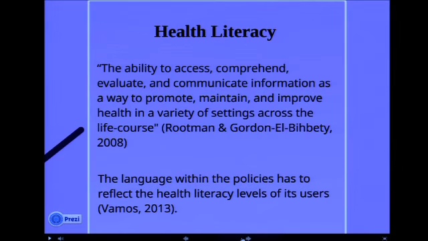Health literacy: the ability to access, comprehend, evaluate, and communicate information as a way to promote, maintain, and improve health in a variety of settings across the life course. The language within the policies needs to reflect the health literacy level of the users, but since we don't know the health literacy level of all potential users, it had to be as plain language as possible.